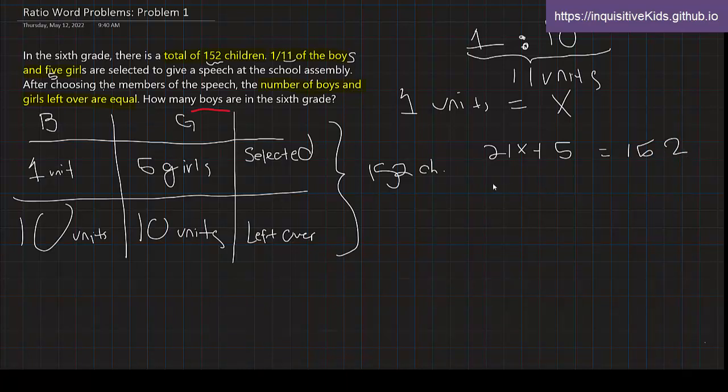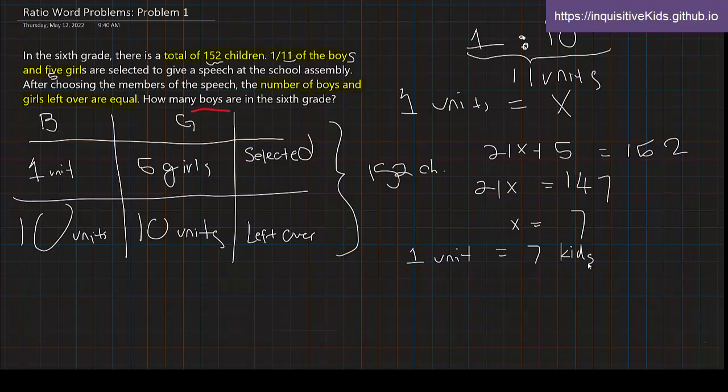Now we solve for x. So 21x is equal to 152 minus 5, which is 147. 147 divided by 21 is 7. So x equals 7. And what's x? x represents 1 unit, which means that 1 unit represents 7 kids, or 7 students.